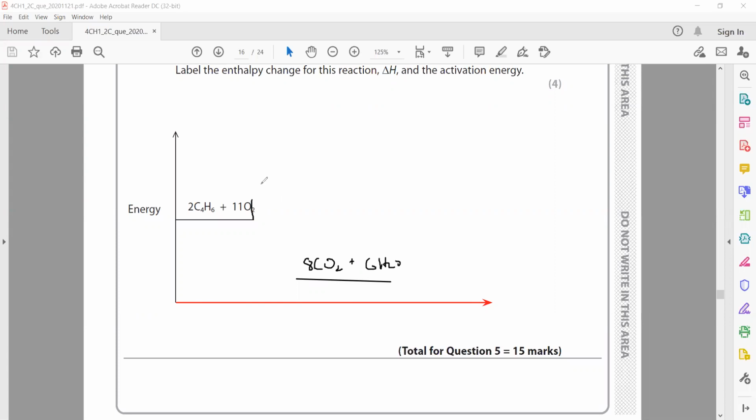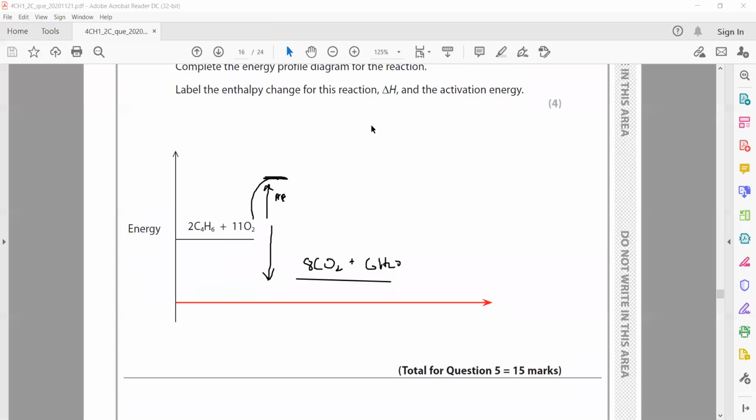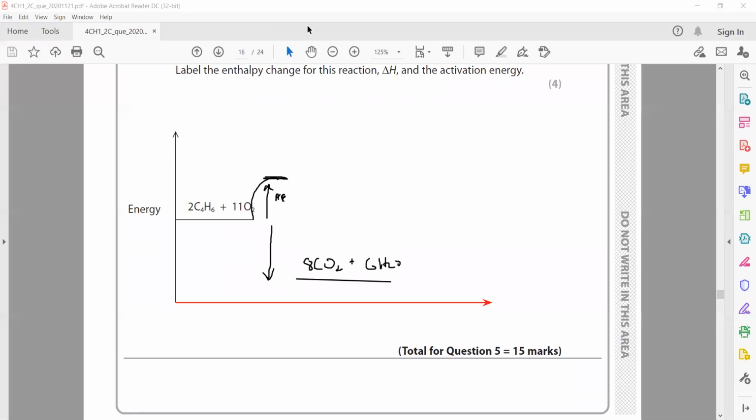The minimum possible energy at which the reaction starts is called the activation energy. So this level will be the activation energy. And the energy difference between the reactants and products is the enthalpy change, which is minus 3446 kilojoules per mole.